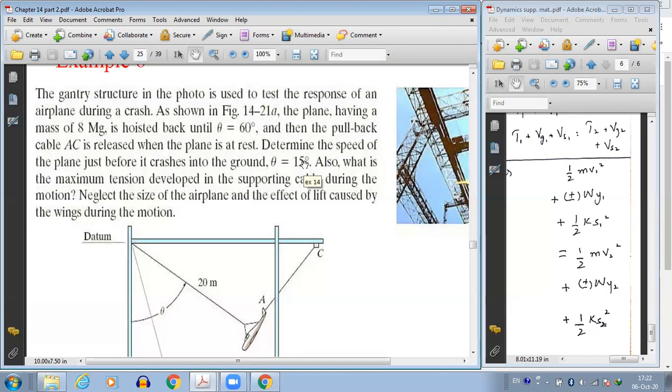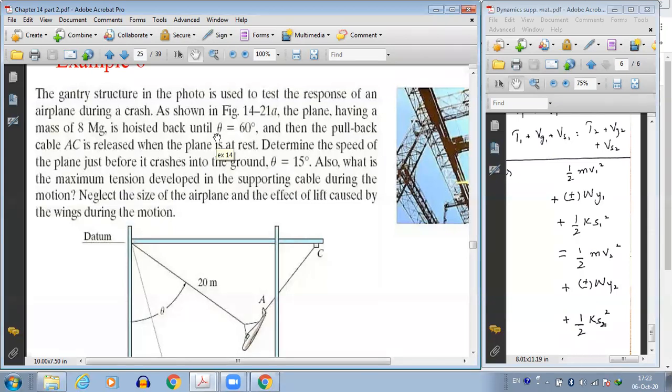The gantry structure in the photo is used to test the response of an airplane during a crash. As shown in the figure, the plane, having a mass of 8,000 kilograms or 8 megagrams, is hoisted back until theta is 60 degrees, and then the pullback cable AC is released when the plane is at rest. Determine the speed of the plane just before it crashes into the ground when theta is 15 degrees. Also, what is the maximum tension developed in the supporting cable during the motion? Neglect the size of the airplane and the effect of the lift caused by the wings during the motion.